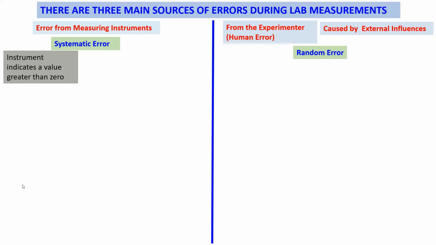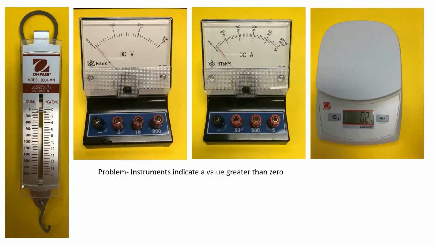Number one, instrument indicates a value greater than 0. Problem: these instruments indicate a value greater than 0. This is the Newton scale, so the mark here is not aligned with the 0 mark. This is the voltmeter, where the pointer is not on the 0 mark. The ammeter, the pointer is not on the 0 mark. And this digital scale is not showing 0.0 grams as unit. It already has a number there.